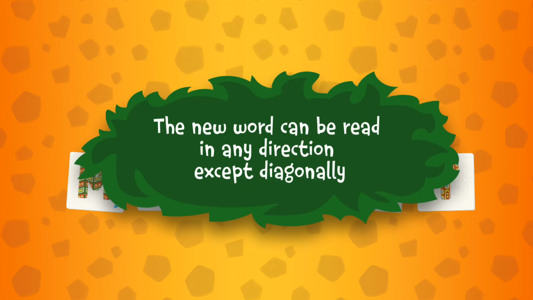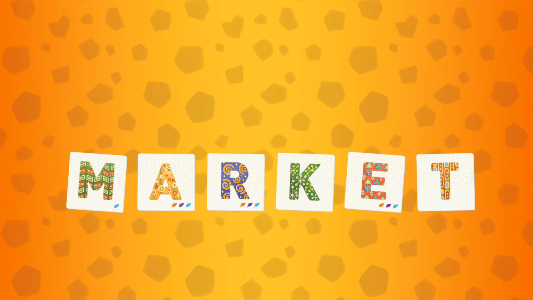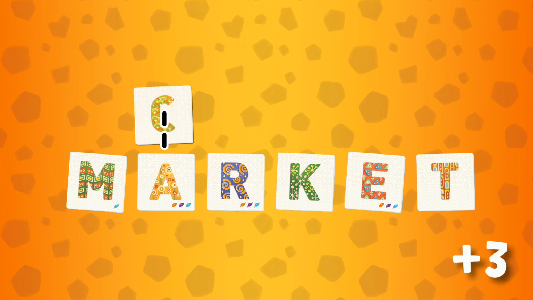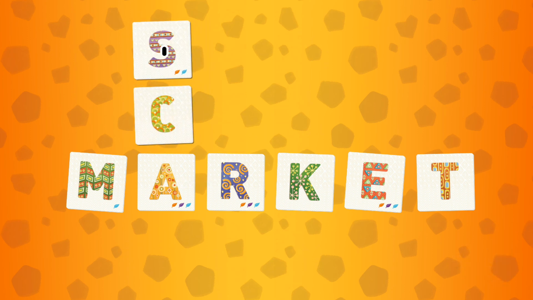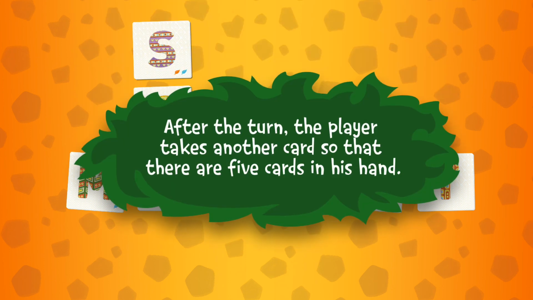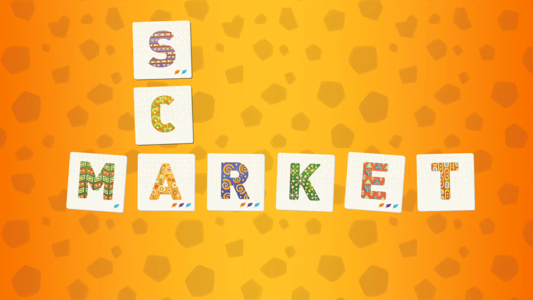The new word can be read in any direction except diagonally. For example, the first player adds letter C to make the word car. The second player adds S to get scar. The number of letters in the final word is the number of points that the player collects in his turn. After the turn, the player takes another card, so that there are 5 cards in his hand and the turn goes to the next participant.